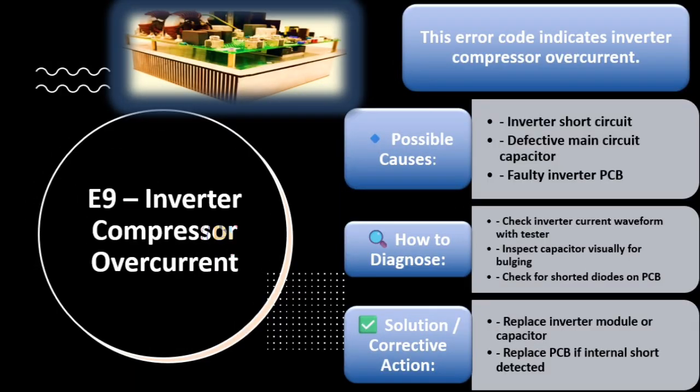Error code E9 indicates inverter compressor overcurrent. This fault is commonly caused by inverter short circuits, defective main circuit capacitors, or faulty inverter PCBs. Diagnosis includes checking the inverter current waveform with a tester, inspecting capacitors for bulging, and checking for shorted diodes on the PCB. Corrective action includes replacing the inverter module or capacitor and replacing the PCB if an internal short circuit is detected.